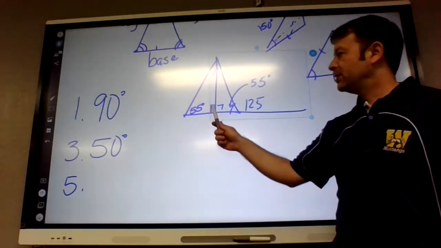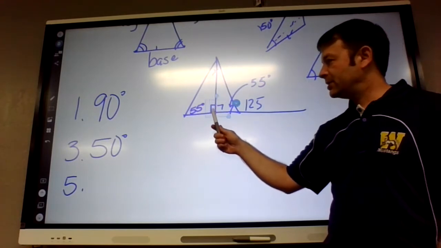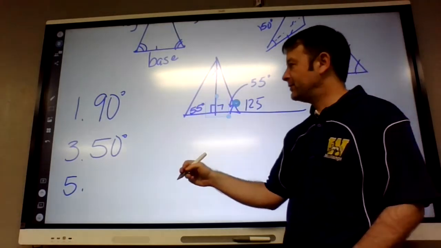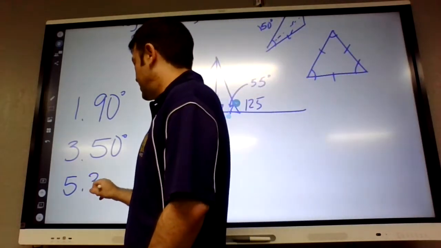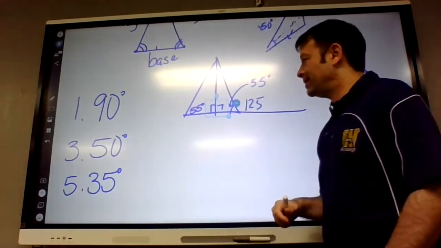90 plus 55. That minus 180. Right, 180 minus 90 is 90, minus 55 is? 35. 35. Three angles in a triangle have to add up to 180.